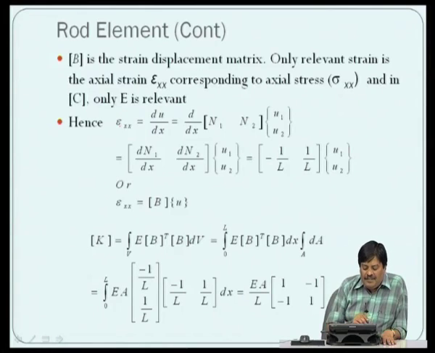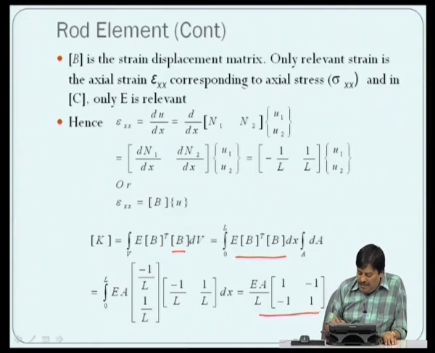The B is the strain displacement matrix, and the only relevant strain is epsilon xx. So, only C will be present here, then we put C back here. Once we use this, we can get the strain displacement matrix, and the C matrix will contain only E, the Young's modulus. We substitute all this into this equation, replacing C by E. Once we do that, we get this equation, and we put this back here, and this is the stiffness matrix for a rod. We see that it is symmetric, and it is a function of the material property E, the sectional property A, and the length.